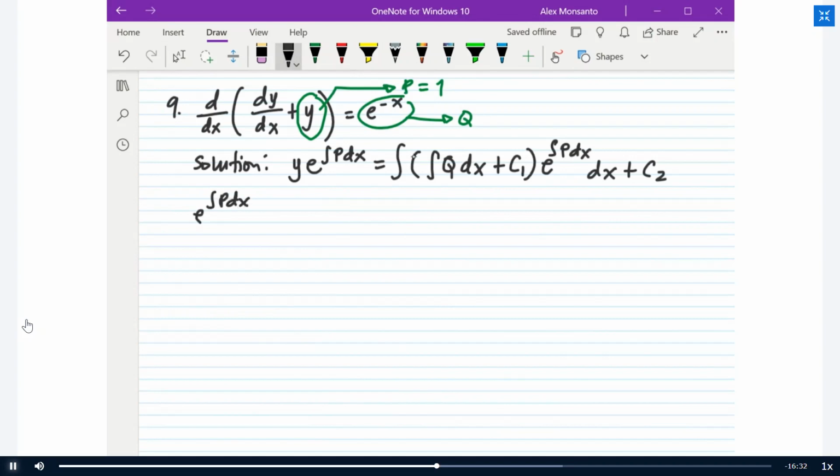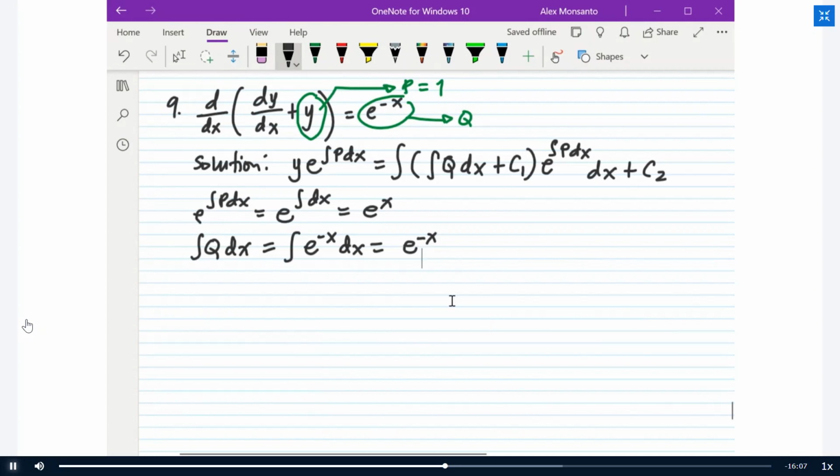Okay? So, in this case, kunin natin ang magiging e raised to integral of p dx. Ayan. So, we can have e raised to, syempre, yung p natin is 1. So, in short, integral of dx lang yan. And then, magiging e raised to x. Okay. Then, kunin natin tong integral ng q dx. Kunin natin ang integral po ng e raised to negative x dx so that it will become e raised to negative x. Then, ilalagay na natin siya dito. So, y, tapos yung equivalent po ng e raised to integral p dx, that is e raised to x.